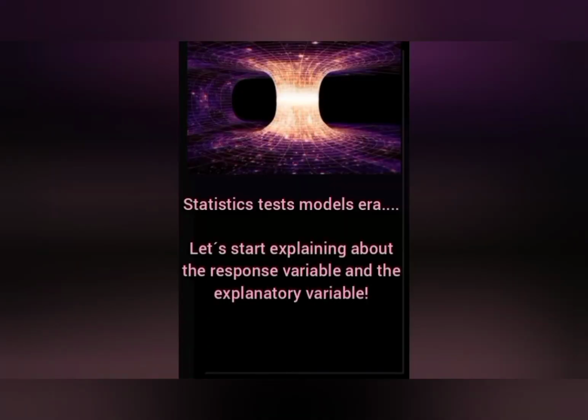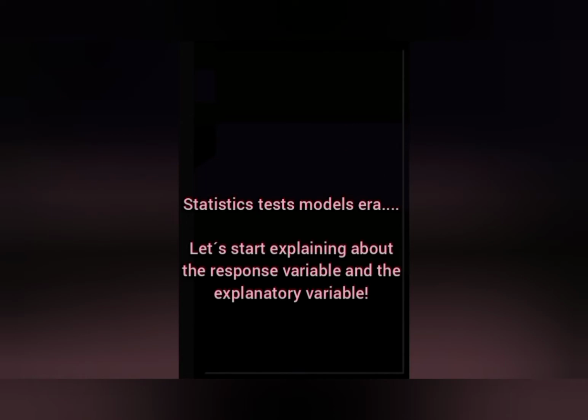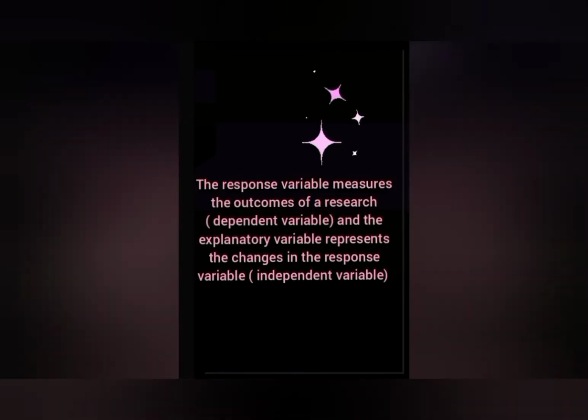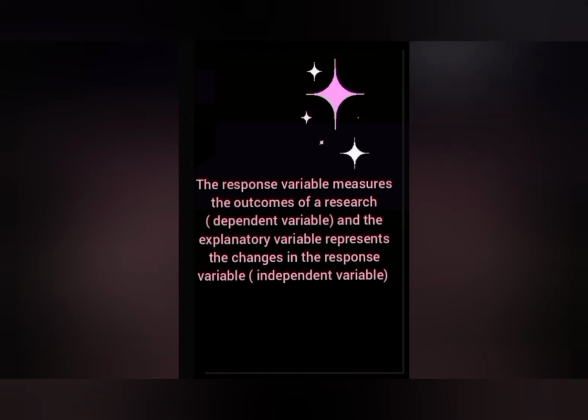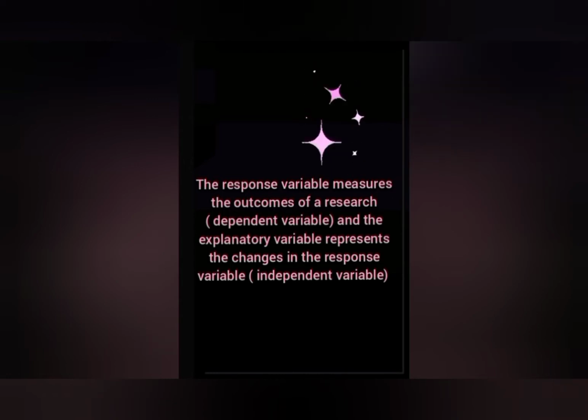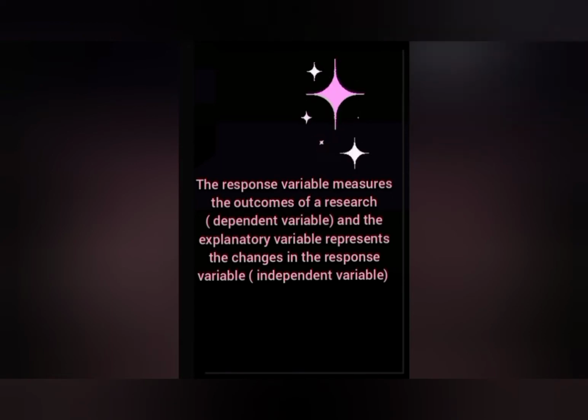Statistics test models era. Let us start explaining the response variable and the explanatory variable. The response variable measures the outcomes of a research. It is the dependent variable, and the explanatory variable represents the changes in the response variable. It is the independent variable.